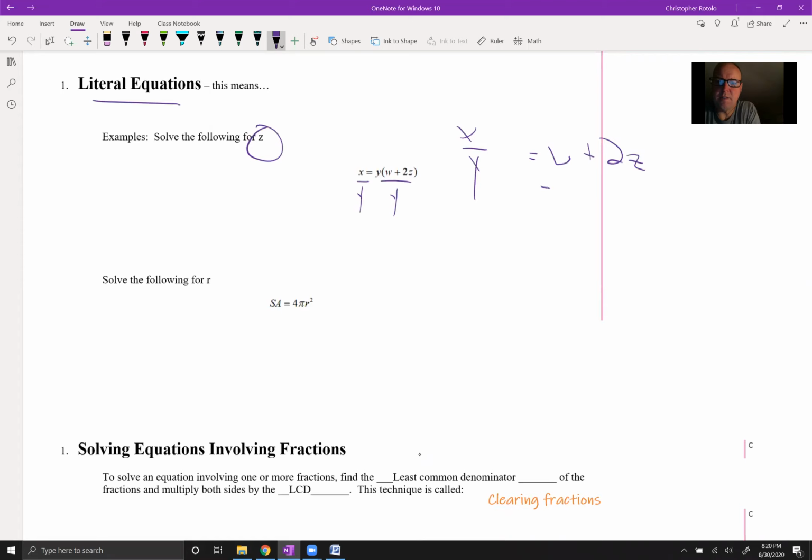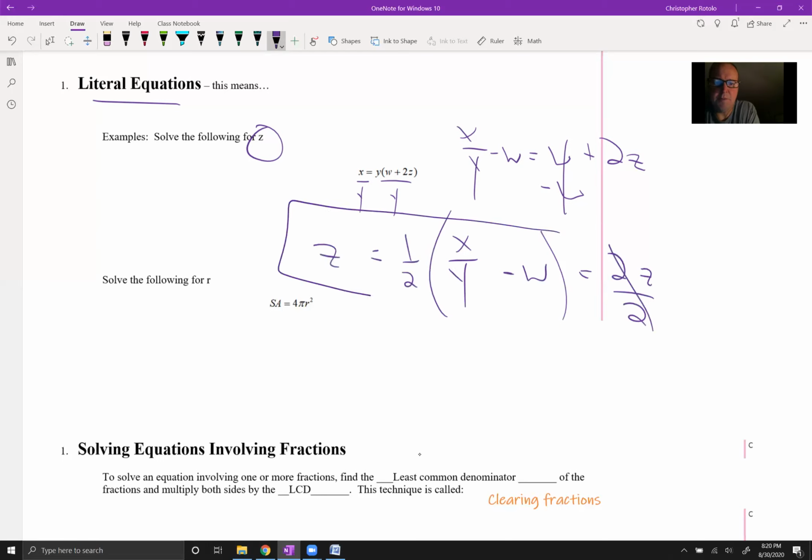I left a little space in here because I want to subtract out that w so we can get rid of those. So now we have x over y minus w equals 2z, and eventually we're going to divide by 2. That would create a complex fraction here. So what I'd like to do is take this and multiply it by 1/2, because that would be the same thing. So we get z equals, and then this may be one of those acceptable answers that you'll see like an SAT style question. If we have to do anything else, we're going to distribute. That'd be the other way you might see it.